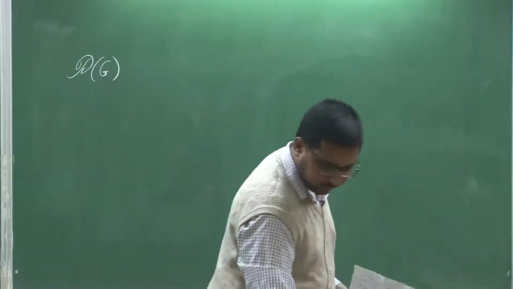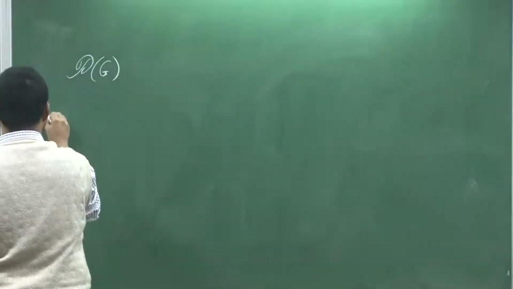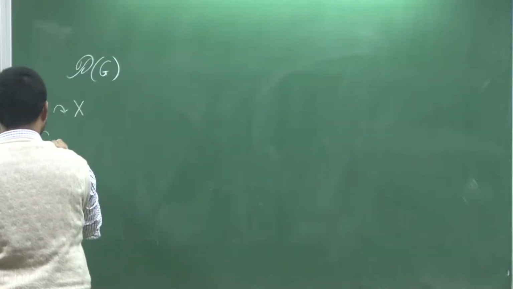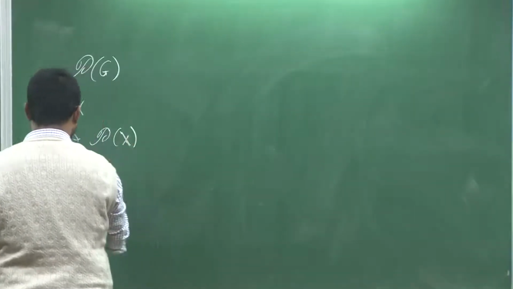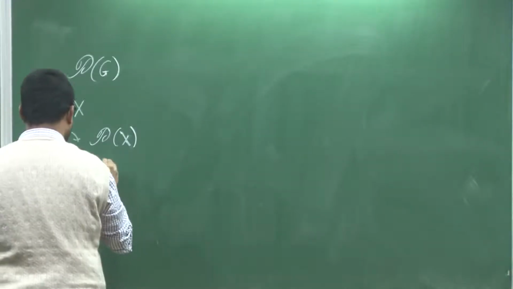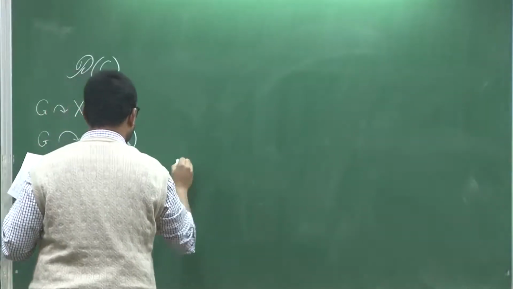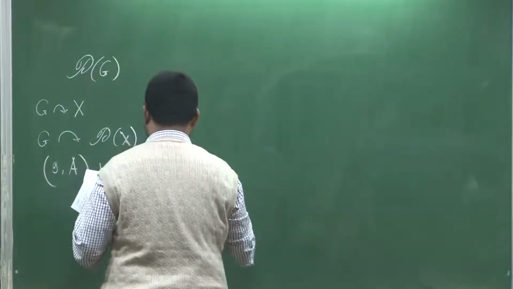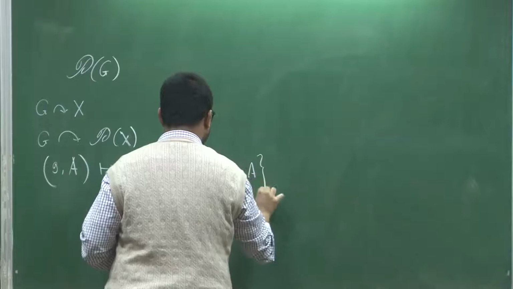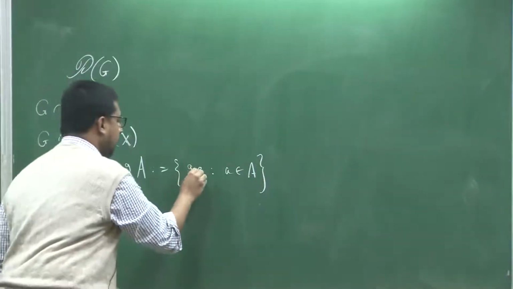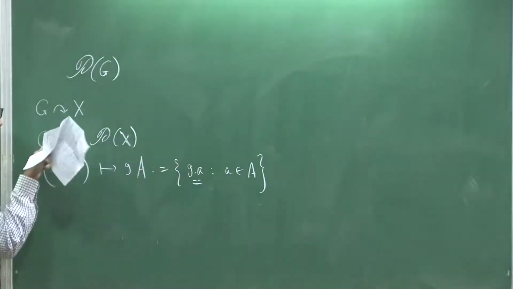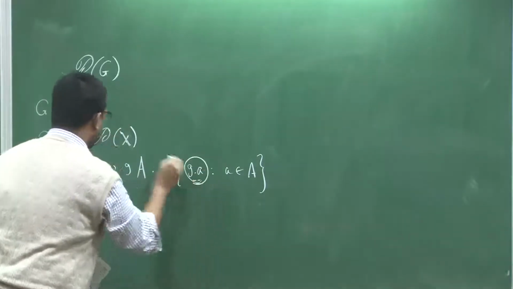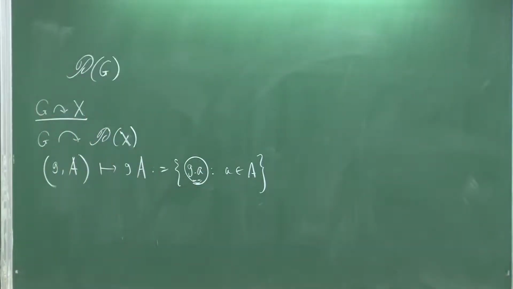More generally, if G acts on a set X, then G indeed acts on the power set of X in the most obvious way. Each g and A goes to gA. How is gA defined? It is defined in this way. This is nothing but the action, from the action of G on X.